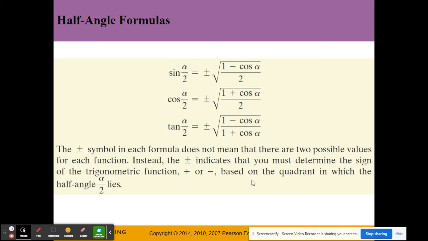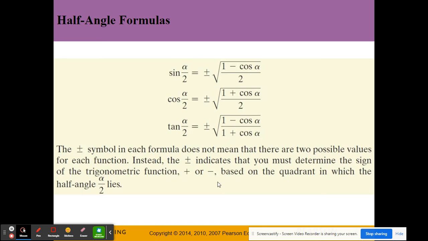All right, the other half of the objective was using the half angle formulas. So you have one for each of sine, cosine, and tangent. So sine of half of an angle is equal to plus or minus the square root of 1 minus the cosine of the angle divided by 2. All right. For cosine, it's 1 plus cosine divided by 2. Then for tangent, it's 1 minus cosine of the angle over 1 plus cosine of the angle.